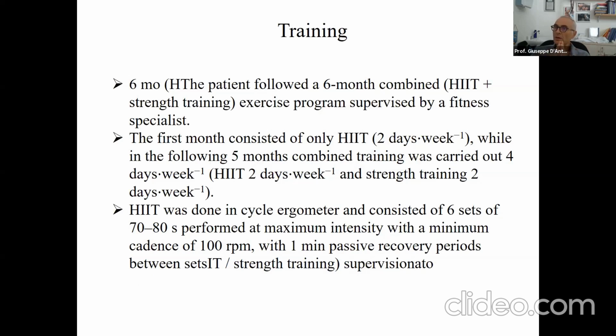So they proposed a training of 6 months. This was supervised. The exercise combined two different approaches, HIIT and strength training. The first month, they had only HIIT. In the following 5, there was a combined training. HIIT was done on a cycle ergometer and was 6 sets of 7 to 80 seconds, performed at maximum intensity with a cadence of 100 RPM and 1 passive recovery period between sets.